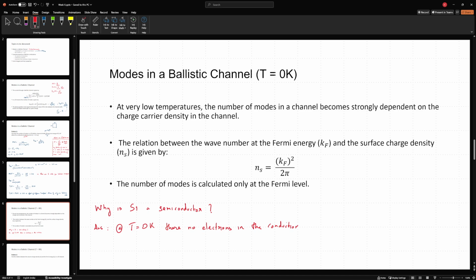And even as we increase temperatures, we will need the electrons to be excited from the valence band across the band gap into the conduction band. So the only kind of current conduction that is going to take place is due to excitonic pairs that are formed under thermal excitation or any other method of excitation. So that is the characteristic property of a semiconductor.